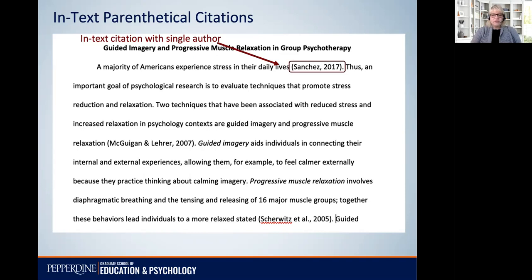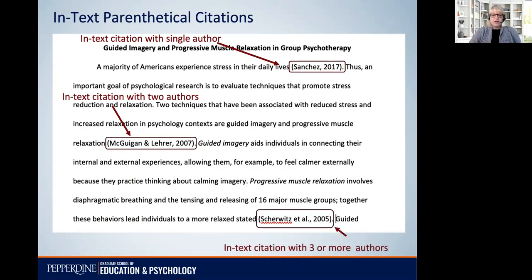So these are called parenthetical citations. And what this means is that you give all that in-text citation information within these parentheses at the end of the sentence. And what I have here are 3 examples which show what it looks like when you have 1, 2, and 3 or more authors.